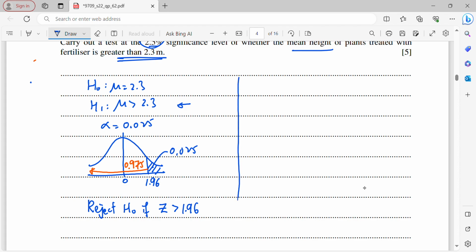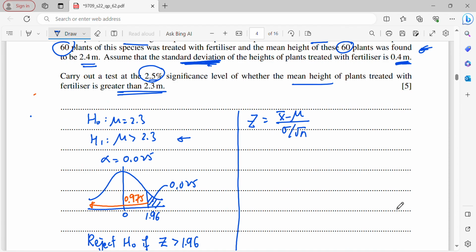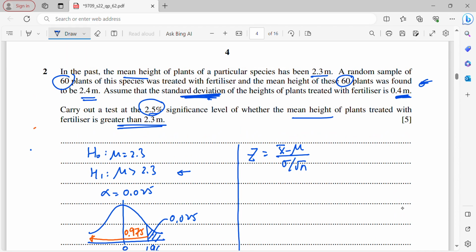Now for my calculation, I will write z equals x bar minus mu over sigma over square root n. Sigma is the population standard deviation. So from here, the mean height of 60 plants is 2.4. That means I'm going to get 2.4 minus mu, where mu is the mu at H0, so at H0 it is 2.3. So minus 2.3 over sigma, the population standard deviation, which is 0.4.